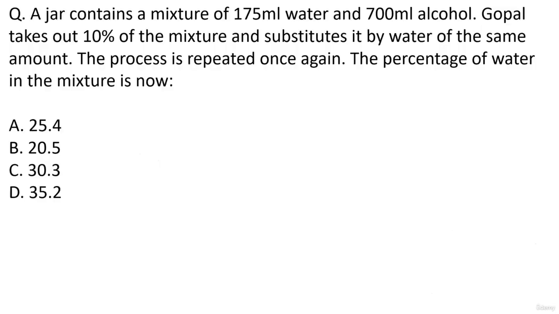A jar contains a mixture of 175 ml water and 700 ml alcohol. Gopal takes out 10% of the mixture and substitutes it by water of the same amount. This process is repeated once again. The percentage of water in the mixture is now. Okay. Now forget that initially the ratio is 175 and 700 ml alcohol. If we had started with a pure solution, as we saw in the previous example with milk, after 2 transactions it will become 0.9 the whole squared. But initially we don't have a pure alcohol solution, right?